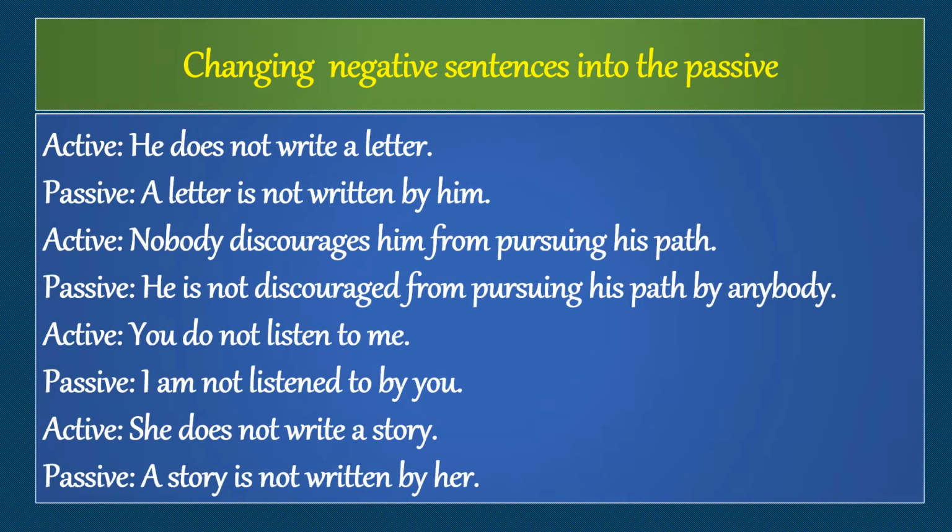The first sentence is, he does not write a letter. Its passive will be, a letter is not written by him. The second sentence is, nobody discourages him from pursuing his path. Its passive will be, he is not discouraged from pursuing his path by anybody.